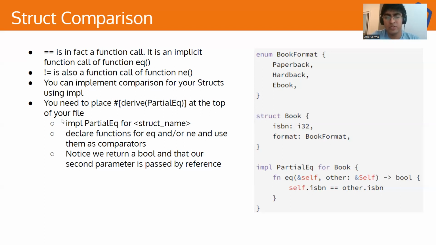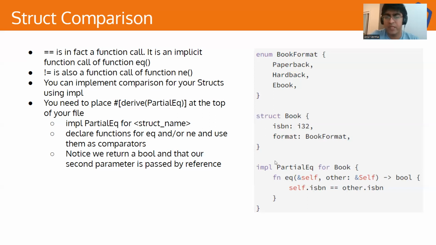So when you have impl PartialEq for, in this case, Book, then you declare your function eq and/or ne, depending on what you want to compare. And then you can create a custom comparator here. Notice that you are returning a bool, because both eq and ne, equals and not equals, use a Boolean check. So you need to make sure that you're returning a Boolean.